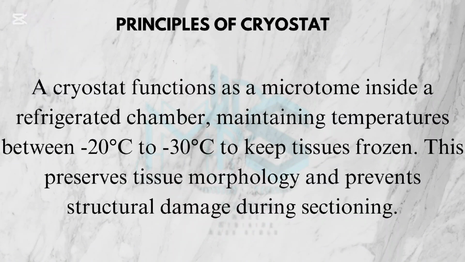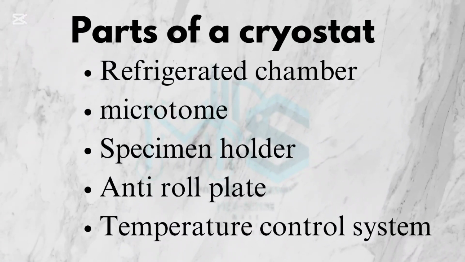Principles of a cryostat. A cryostat functions as a microtome inside a refrigerated chamber. Now we are also going to look at the microtome. Now, maintaining temperatures between -20 to -30. If you could remember earlier, we said it functions at very low temperatures. This preserves tissue morphology and prevents structural damage during sectioning. Parts of a cryostat: we have the refrigerated chamber, the microtome, specimen holder, anti-roll plate, and the rest of them.